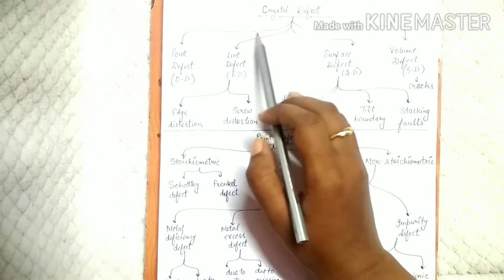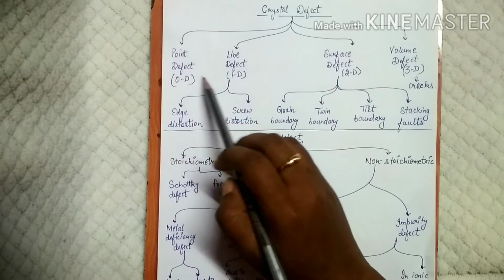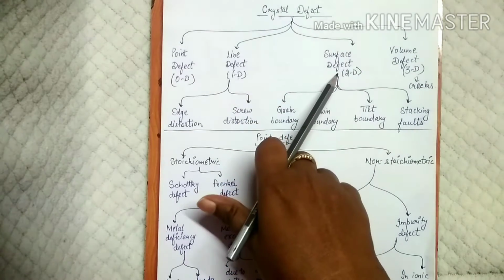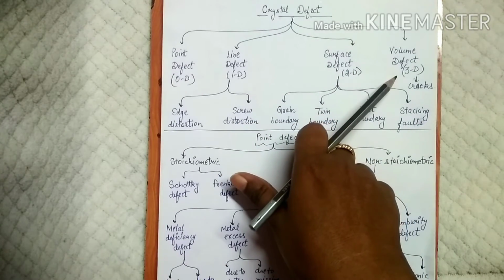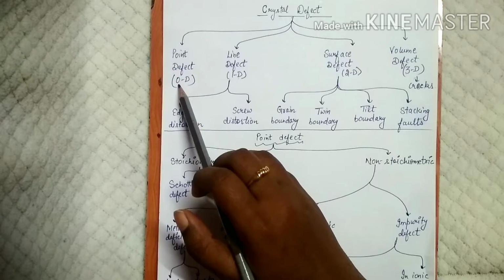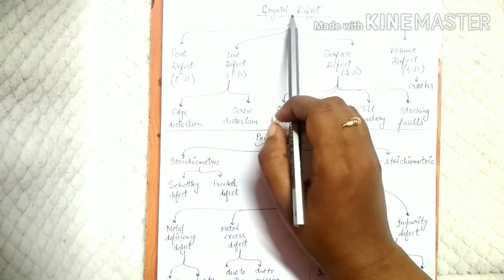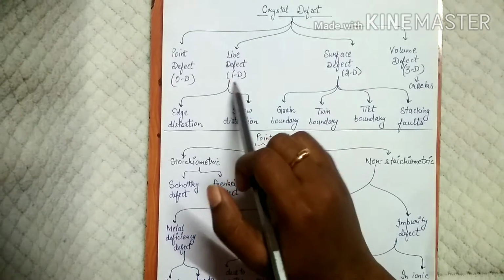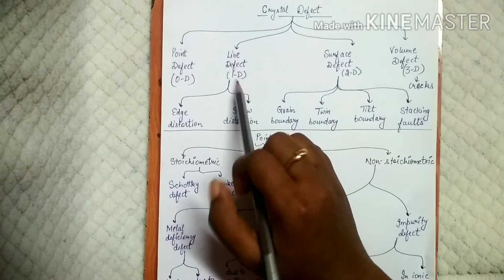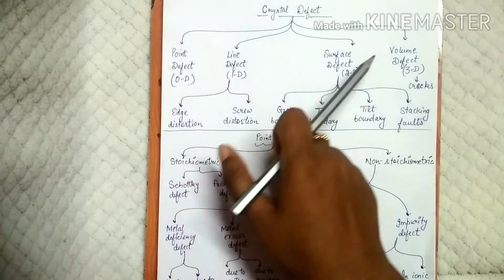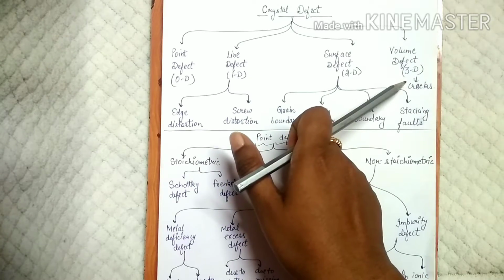Crystal defects are of four types: point defect, line defect, surface defect, and volume defect. Point defect is considered to be zero dimensional. We cannot represent it in any dimension. For line defect we need at least one dimension, so it is a one dimensional defect. Surface defect is two dimensional. Volume defect is three dimensional.